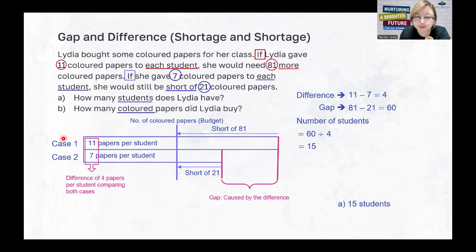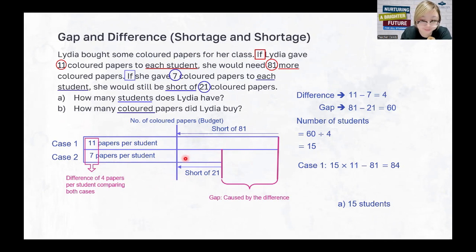We know that there are 15 students. Let's use case 1 first. 15 students and 11 papers each student. We will take 15 times 11. We still need to minus the 81, yeah? So minus 81 because she doesn't have that, and that will be 84.